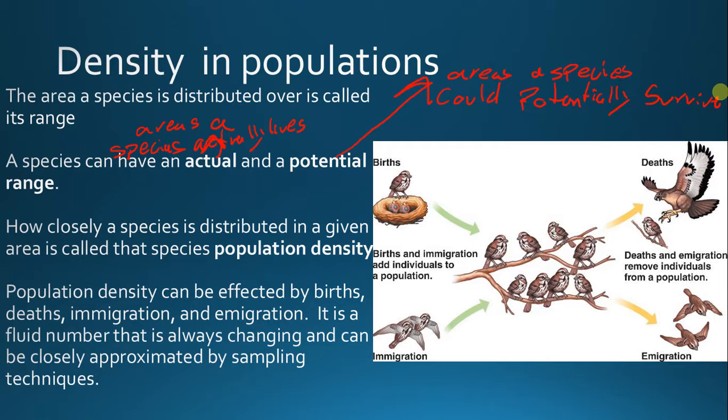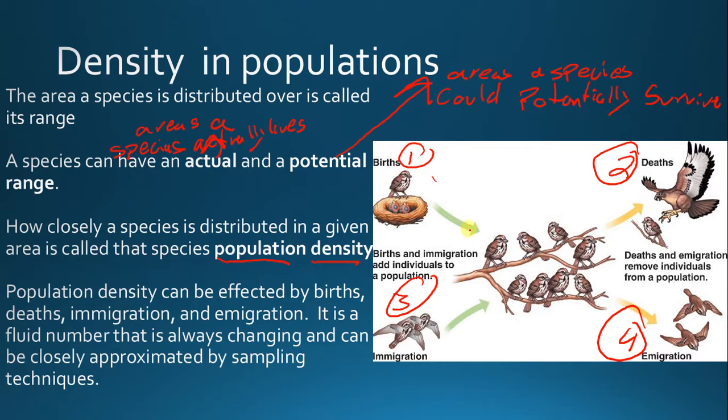Within that range, species are distributed differently, and this difference in distribution gives rise to population density, which is how closely organisms of a given species live together. How many organisms per unit area? And population density is really affected by four things: births, deaths, immigration, and emigration. Births increase the density, deaths decrease the density, immigration increases the density, emigration decreases.